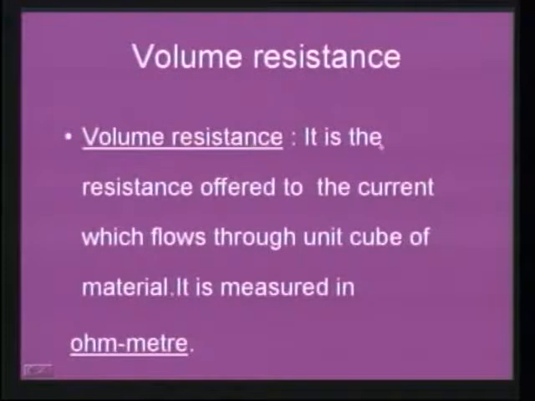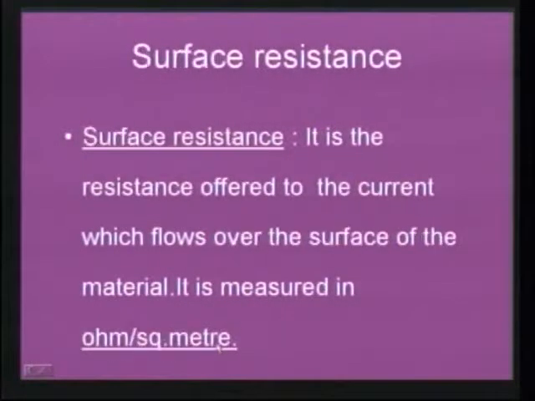Volume resistance is the resistance offered to the current which flows through unit cube of the material. It is measured in ohm meter. The surface resistance is the resistance offered to the current which flows over the surface of the material. It is measured in ohm per square meter.